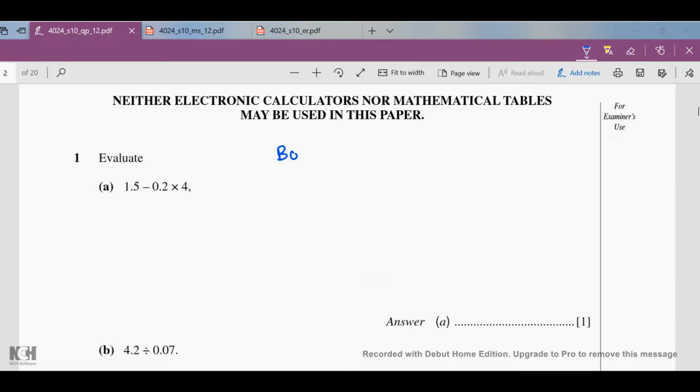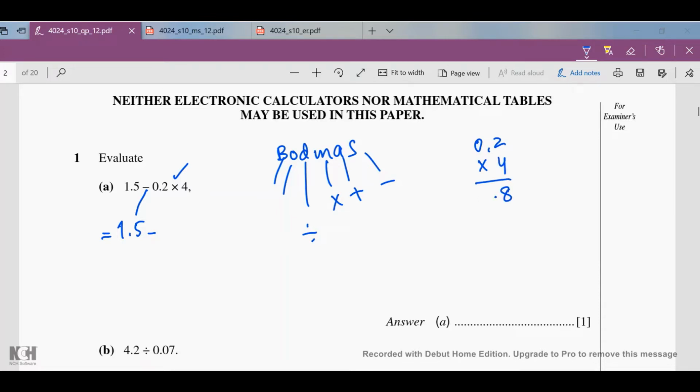As we know the BODMAS rule: bracket open, divide, multiply, add and subtract. So it means we cannot use minus here, we have to use multiply first. So 0.2 multiplied by 4 is 0.8, and when we subtract 1.5 minus 0.8, the answer is 0.7. So this is the first answer, 0.7. Move to the next part.